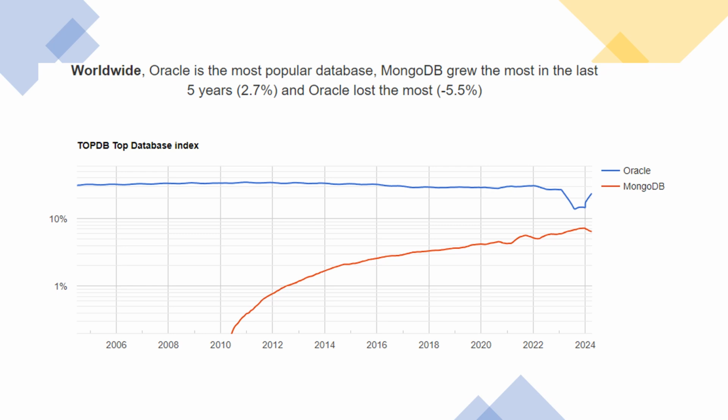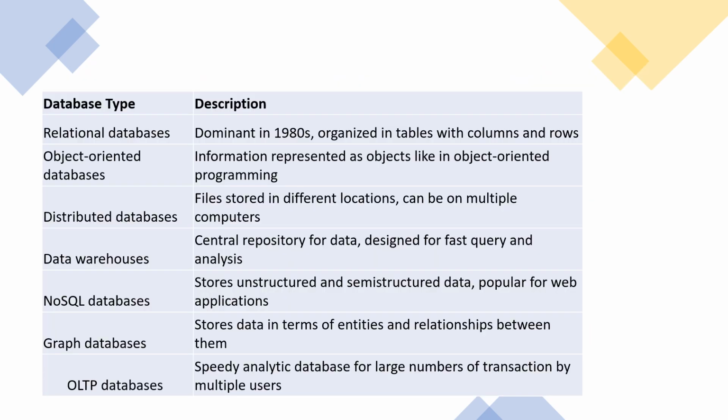Oracle has been the most popular database consistently over time, but as you can see, Mongo has grown its share of the market quite a bit. There are a number of different database types. Relational databases were most dominant in the 1980s. This is where we have our tables organized into columns and rows that are related. Object-oriented databases allow us to handle documents, images, things like that, whereas distributed databases, you might hear cockroach thrown around, is really multiple different files and bits across and distributed throughout a system.